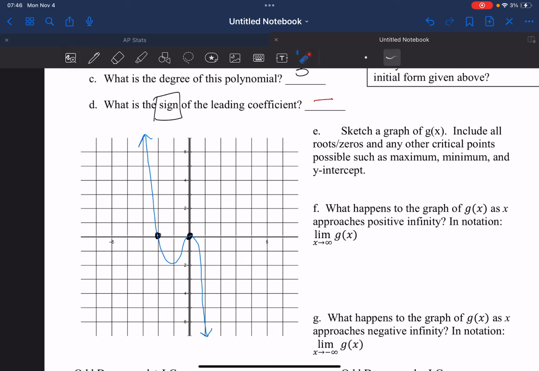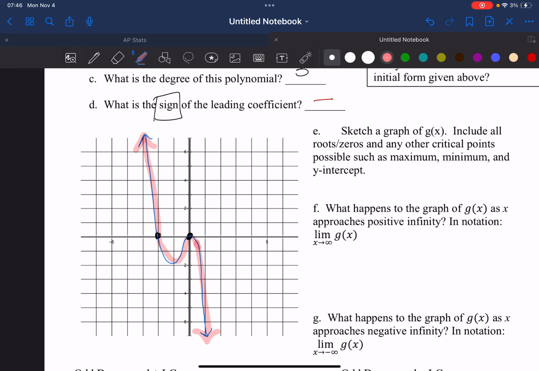That's what I mean by bounce. It's not going through the x-axis. It is touching that 0 and bouncing right back off to form our sideways S. I'll highlight that so it's a little easier to see.